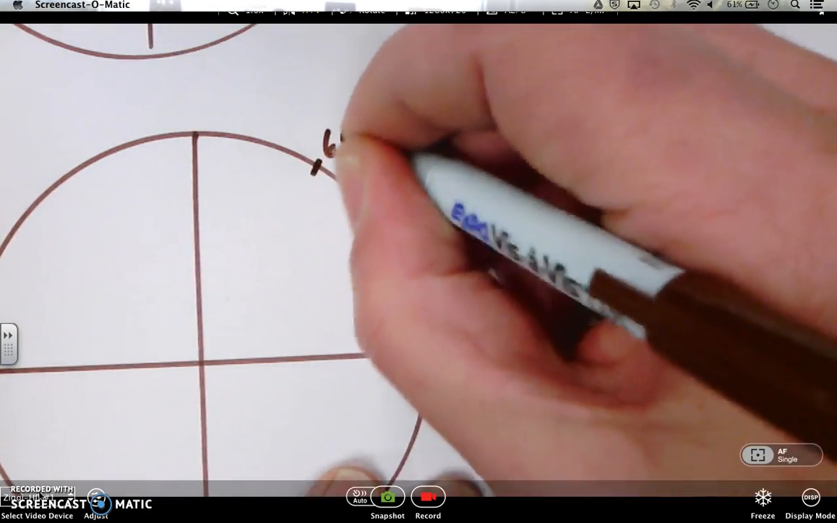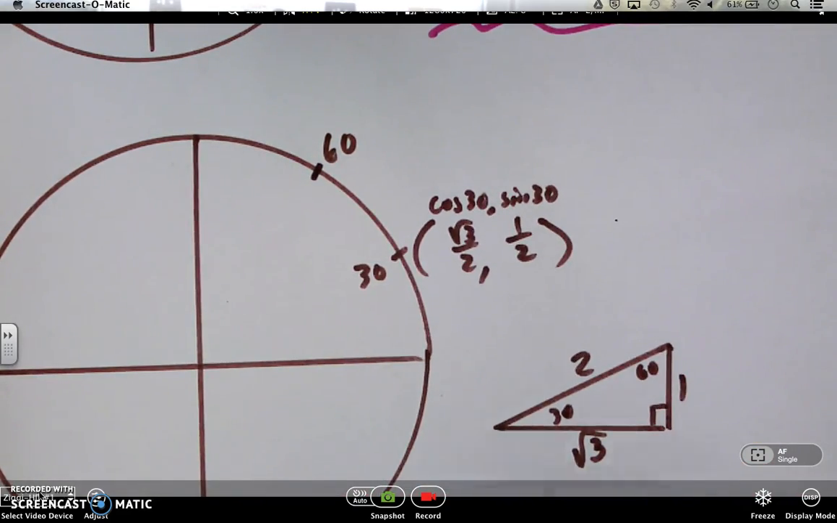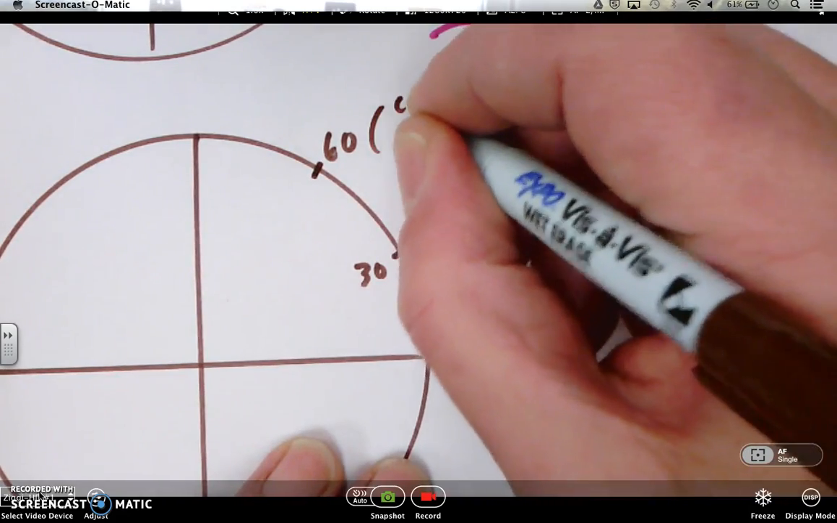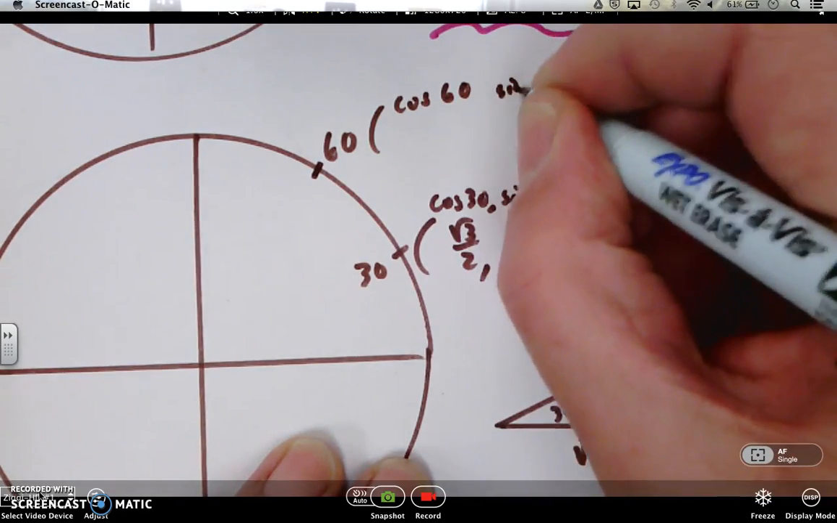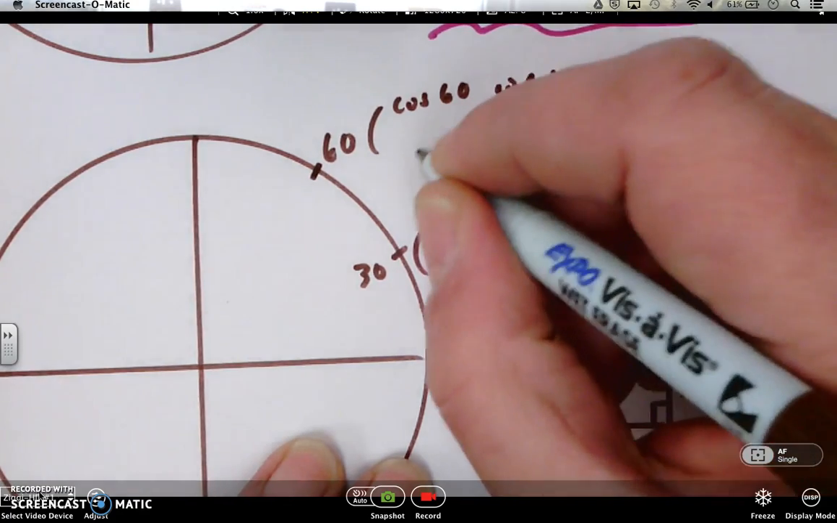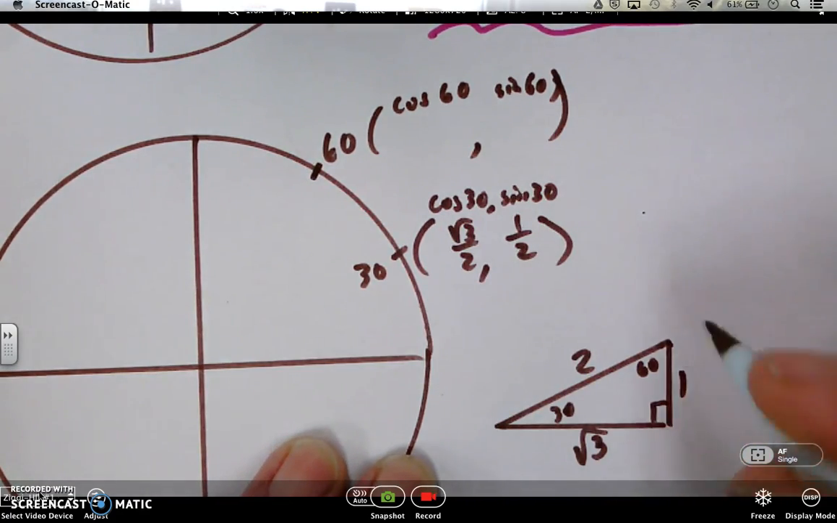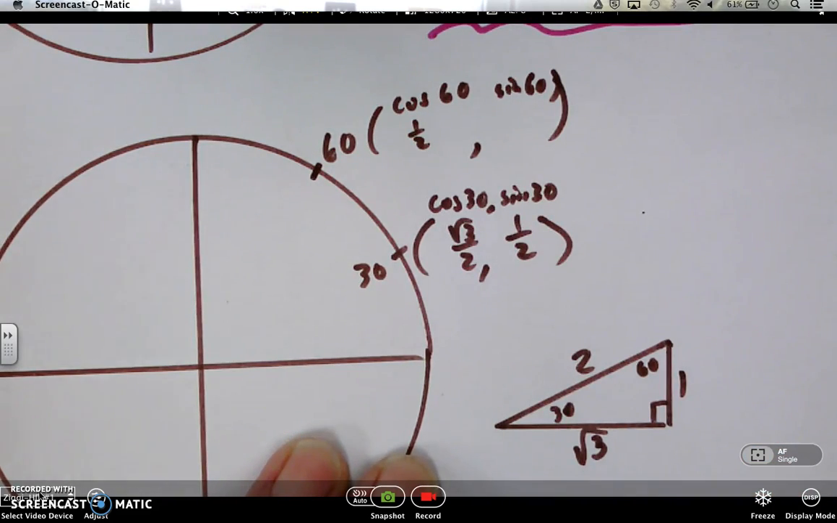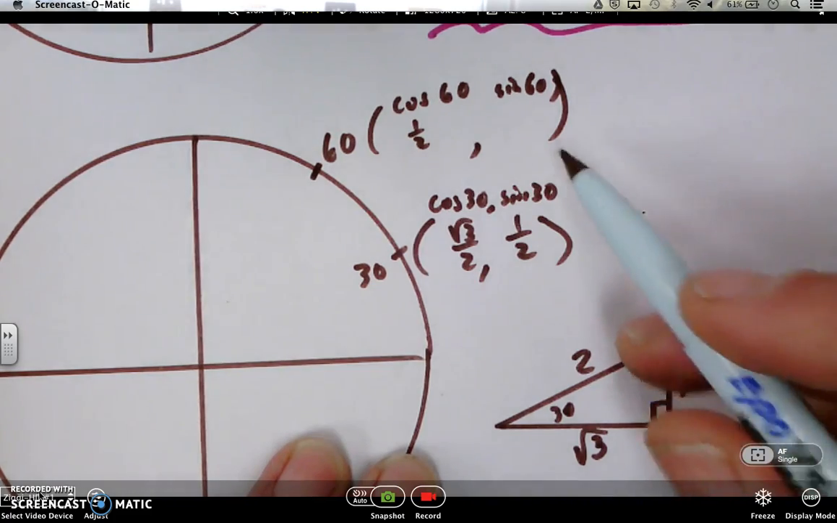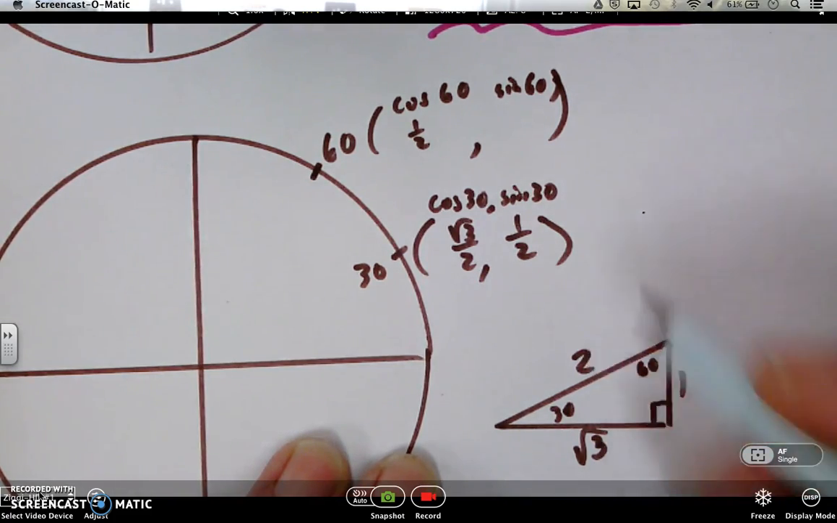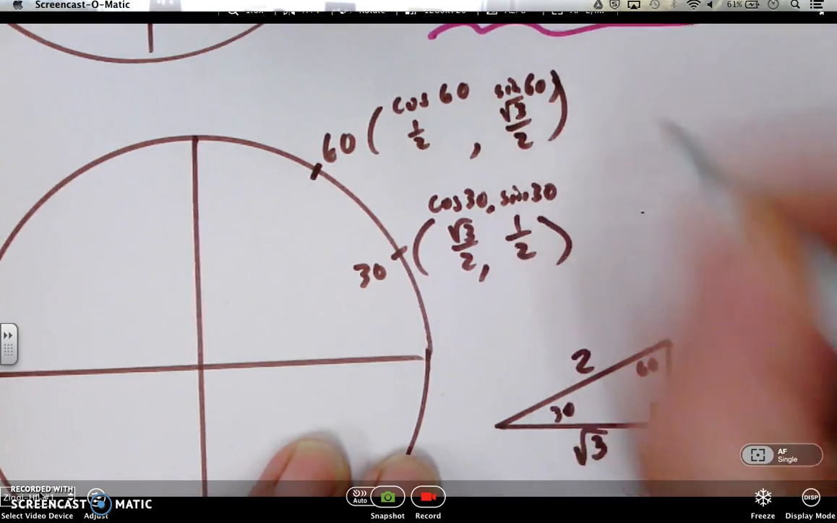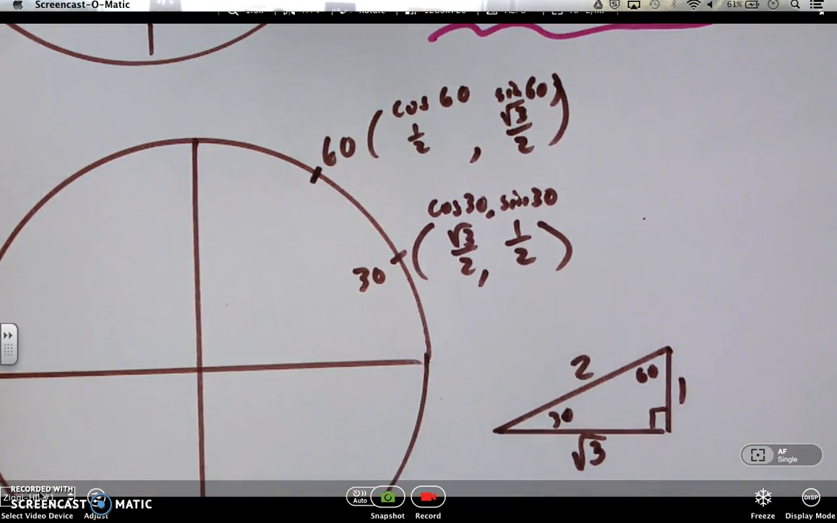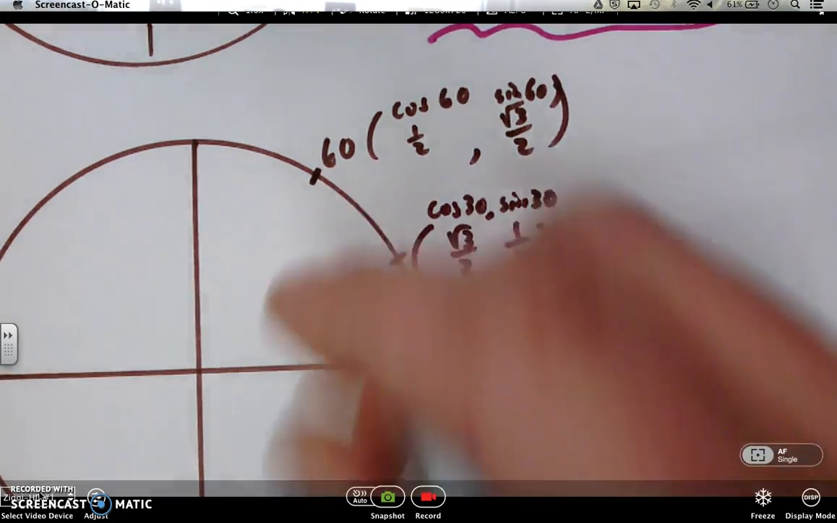Moving up to 60, okay, same thing. The coordinates would be cosine of 60 and sine of 60. All right, so cosine of 60 and sine of 60. Now you're looking at from this angle. Cosine would be adjacent over the hypotenuse, 1/2. And the sine of 60 is opposite over hypotenuse, which is rad 3 over 2. And there you go. You got most of the first quadrant filled in.